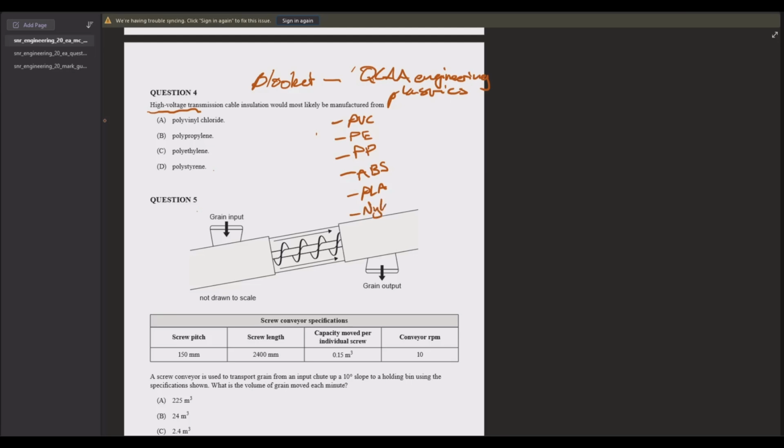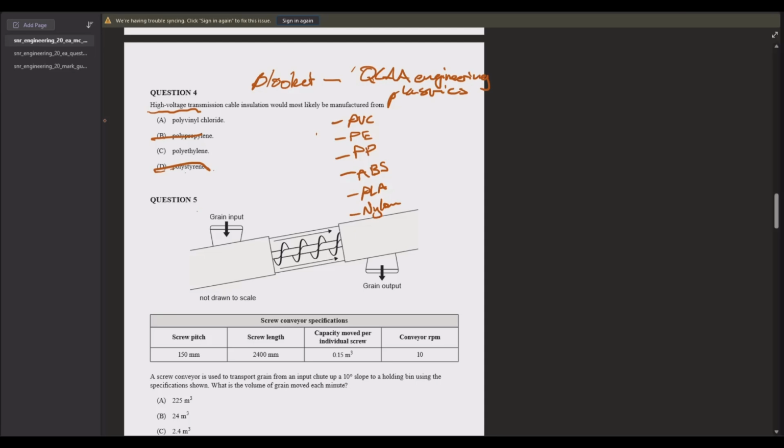Nylon, of course. Nylon is probably the easiest one to know. But instantly, seeing all this, you can rule out that it's not polystyrene because we don't talk about that. And it's not polypropylene either, you're going to have to know your plastics for this one. That's because the only ones used for cable insulation are PVC and polyethylene.